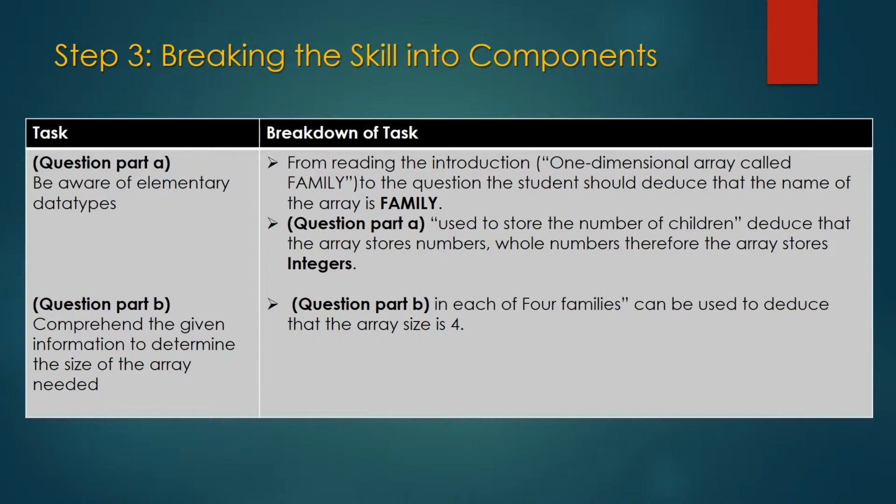Breaking that down, we get from reading the introduction, a one-dimensional array called family, used to store the number of children. The student should deduce that the name of the array is family. From that introductory part, a student can deduce that the array stores numbers, whole numbers, because the number of children could never be 3.5, for example. Therefore, the array stores integers.